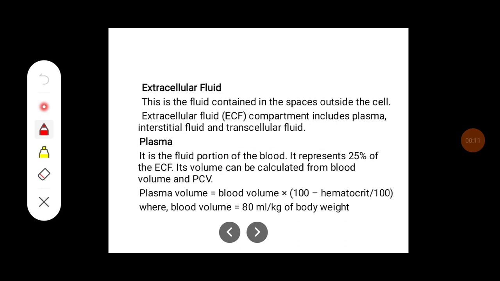Intracellular fluid and extracellular fluid. This is the fluid contained in the spaces outside the cell. The extracellular fluid compartment includes plasma, interstitial fluid, and transcellular fluid.